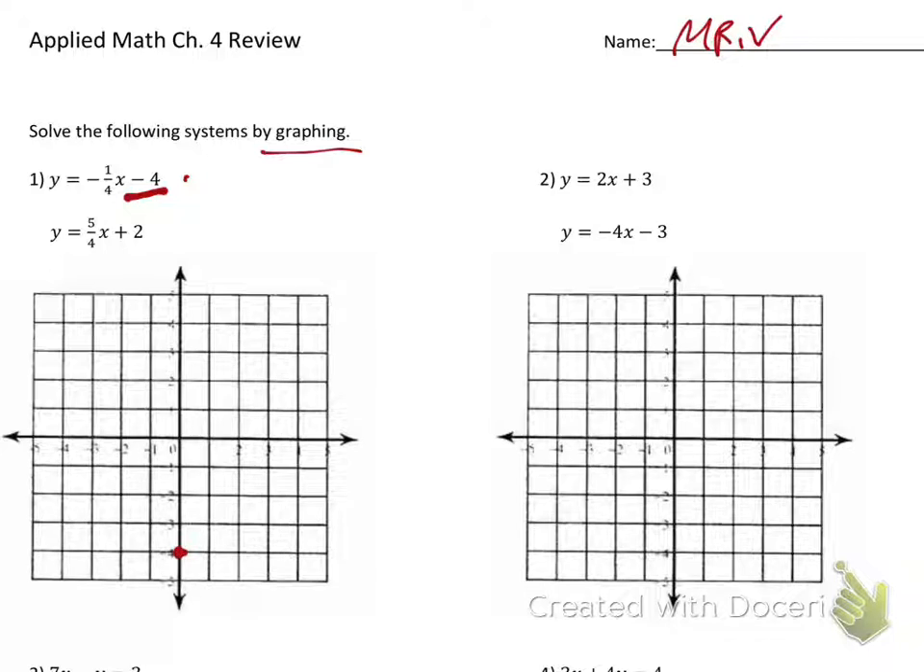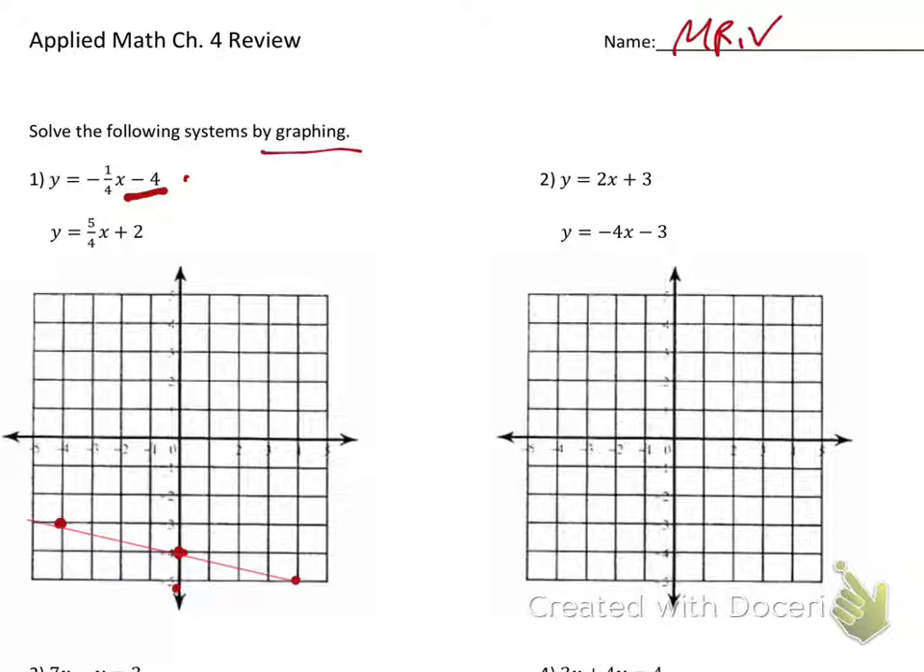So I'm going to start there. That's one of my points. Then the slope is negative, so this right here is -1/4. I'm going to go down 1 and then to the right 1, 2, 3, 4. And then I can reverse that: I can go up 1 and then to the left 1, 2, 3, 4. Then I draw my lines. So that's my first one.